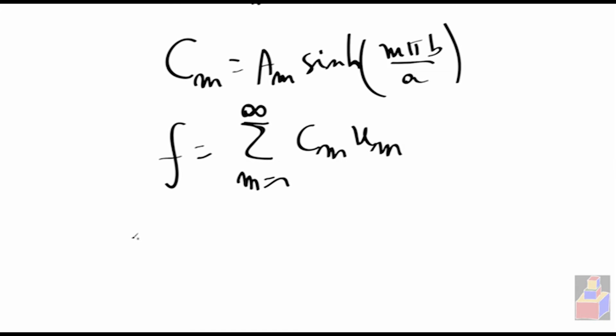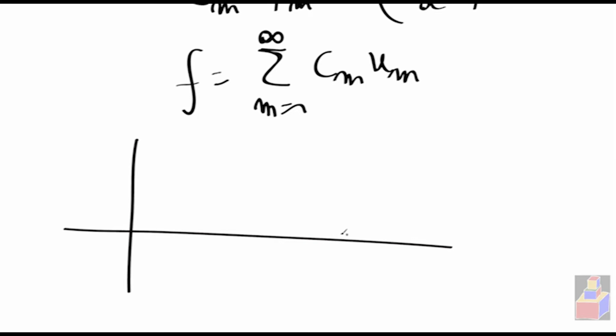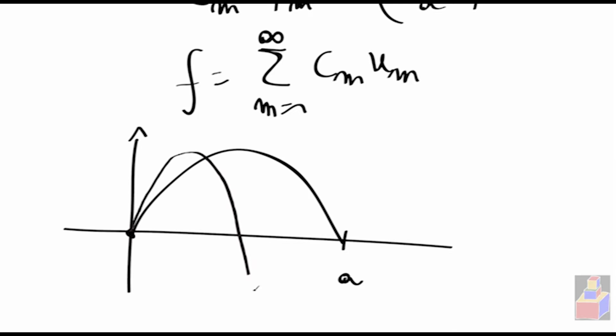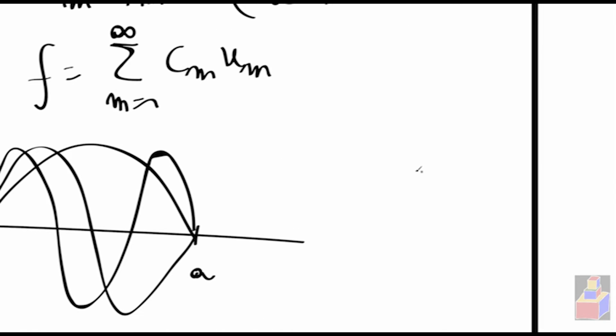orthogonality property. If you notice, the Um are all functions that have a node at x equals 0 and x equals a. Okay, that's m equals 1. That's m equals 2. These are the solutions for the harmonic oscillator problem, right? m equals 3 and so forth. So these functions have orthogonality that's well known.